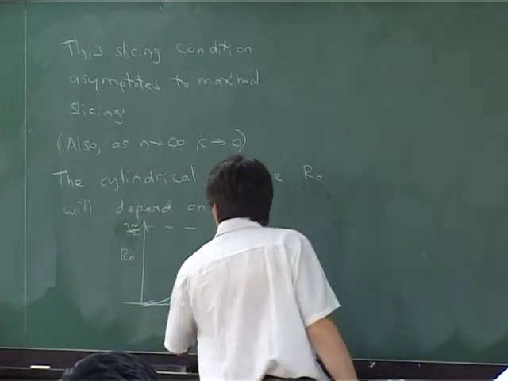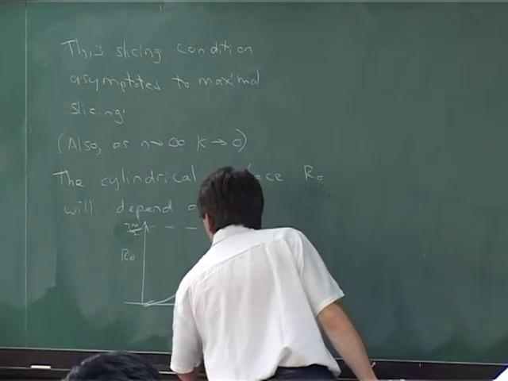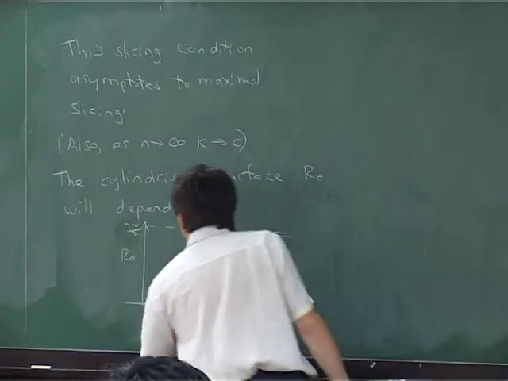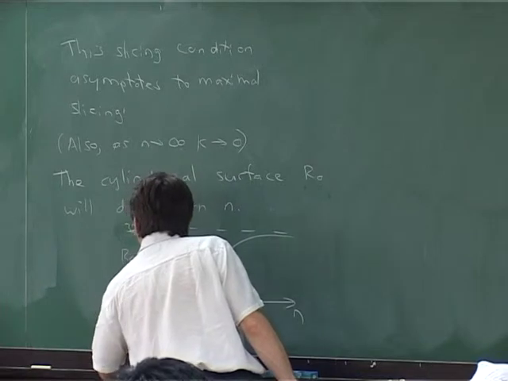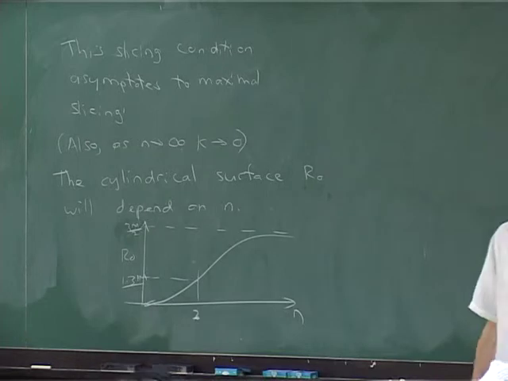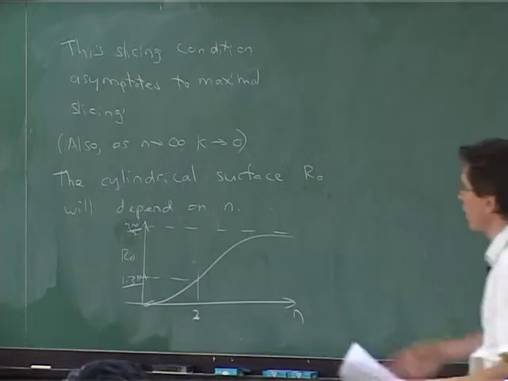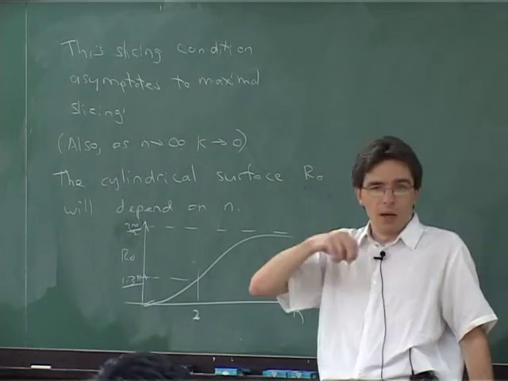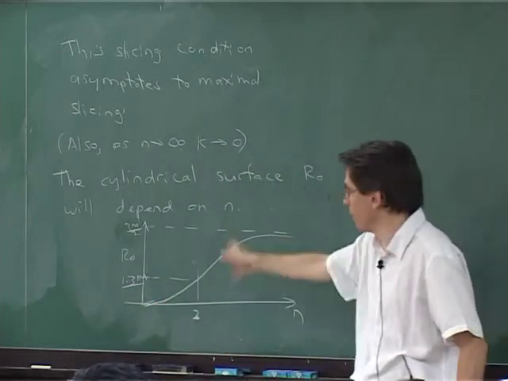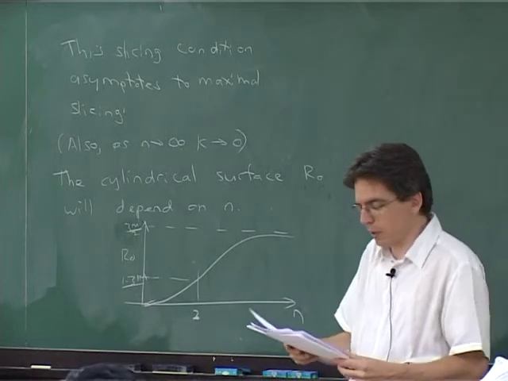And usually for historical reasons, we use a value of n equal to 2. And for this, it's something like 1.31 m. So if you read some papers about black hole evolutions, and someone talks about a surface at 1.31 m, this is because they are using the standard choices for these slices.